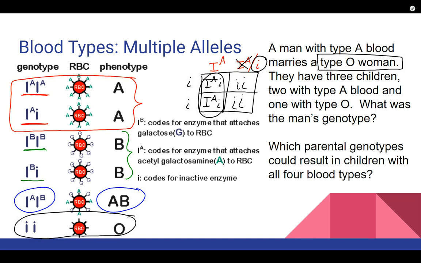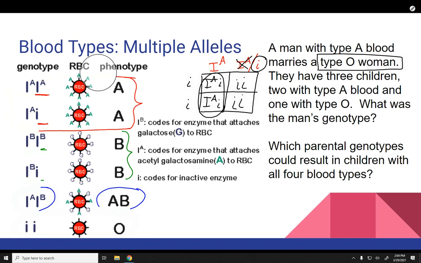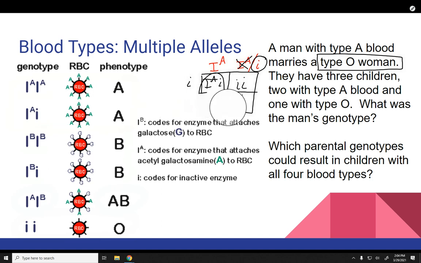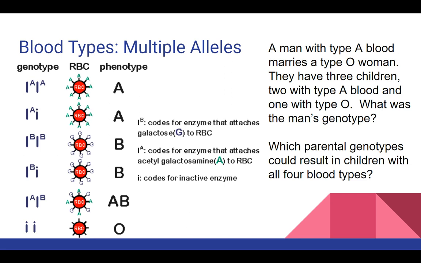All right. Last one. Which parental genotypes result in children with all 4 blood types, or could, theoretically? What would the blood types of the parents be? Yeah, you need a heterozygous type A.